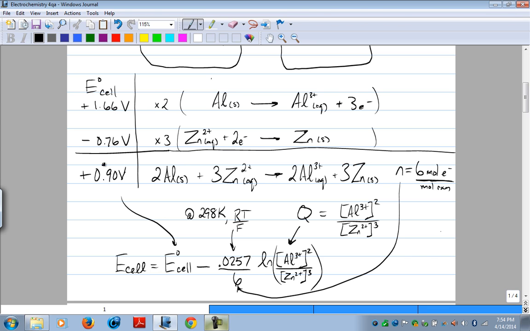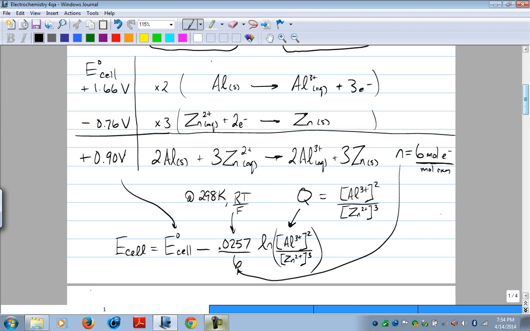The standard cell potential difference, which we're going to use to get the general cell potential difference, by flipping the sign for the oxidation reaction, we get 1.66 joules per coulomb for the oxidation of aluminum. You add up the cell potential differences from the two half cell reactions, and you get an E standard cell of 0.90 volts.